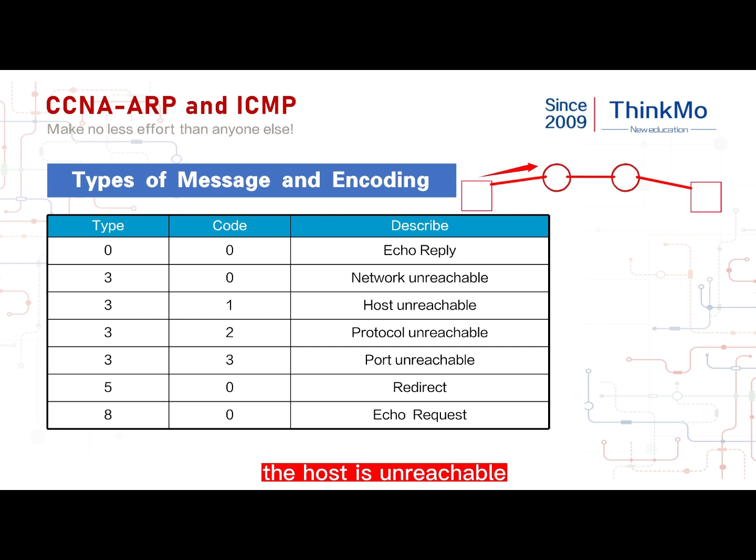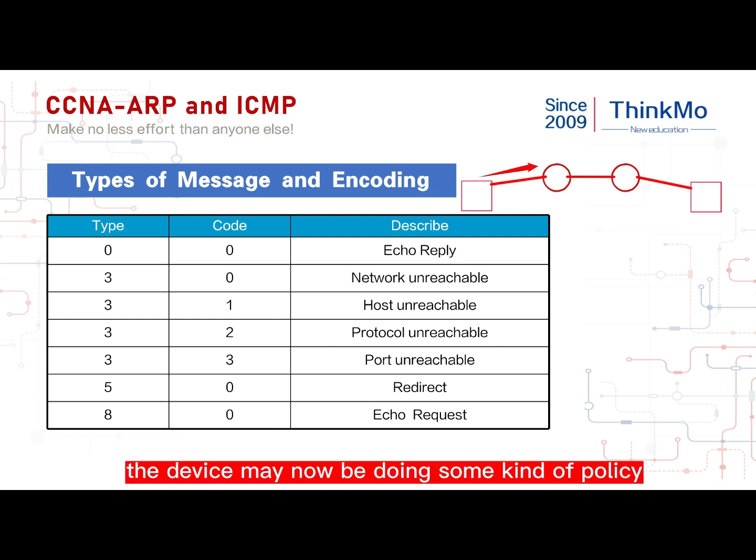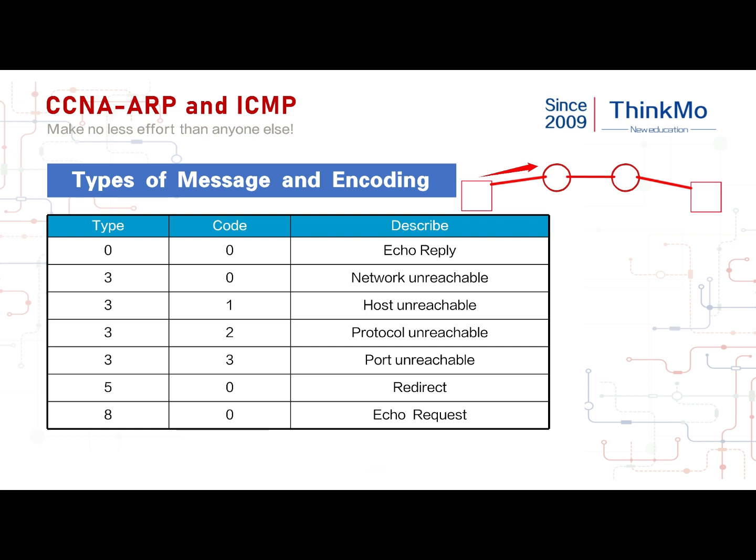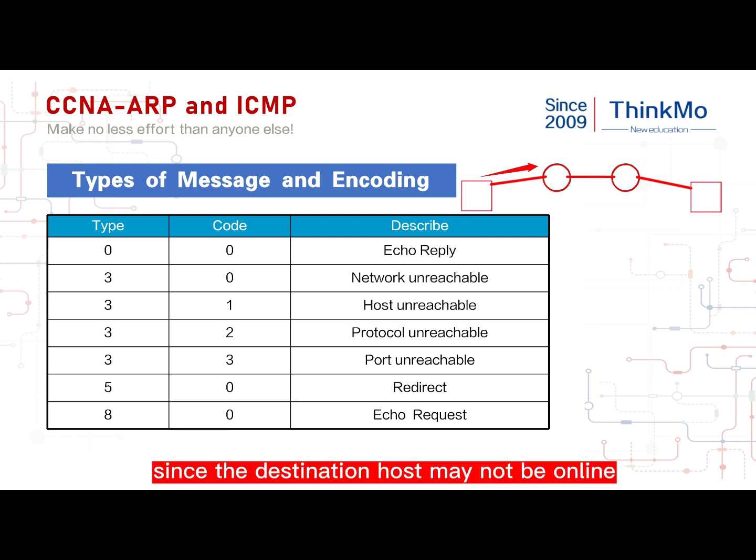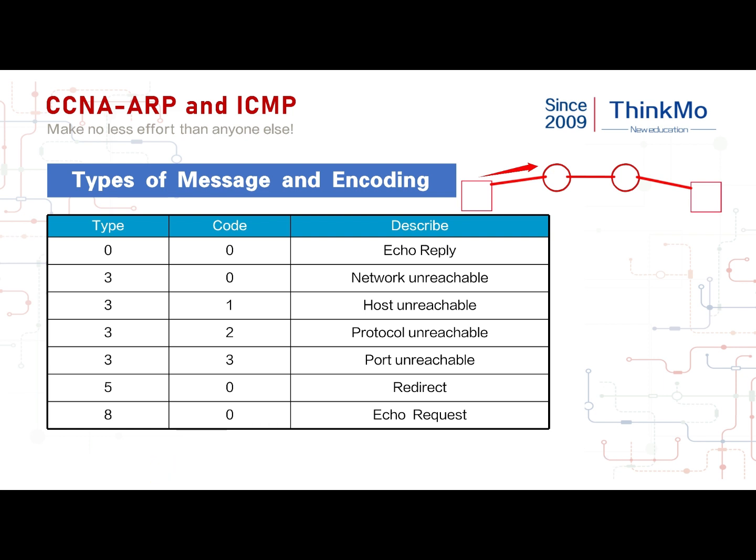For host unreachable, the device may be running some kind of policy that doesn't let others ping it. Or I may have sent the data, but the destination host may not be online. This is also known as host unreachable. Or the address I am going to ping doesn't exist at all, so I can't do data encapsulation. This is also known as host unreachable.